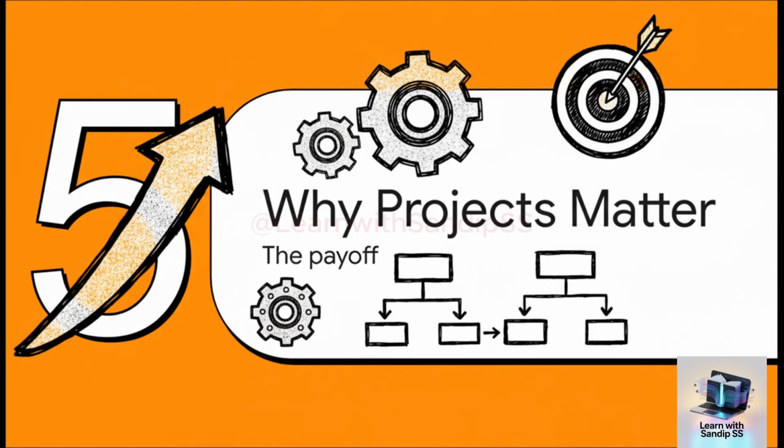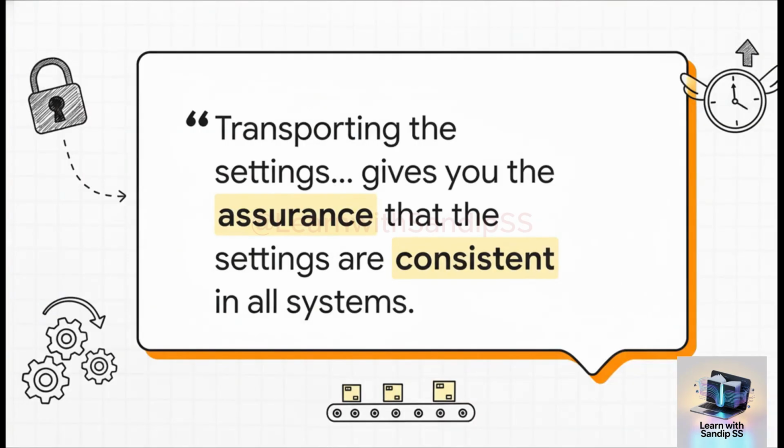So let's bring this all home. We've got our map, we've got our vehicle. Why does mastering this whole process matter so much for your career? What is the real payoff here? Well, it all boils down to three things: safety, consistency, and efficiency. This quote from SAP's own documentation says it all perfectly. Using projects and the transport system gives you the absolute assurance that your settings are identical across all your systems: development, testing, and production. It stops mistakes before they happen and saves you from doing the same tedious work over and over again.